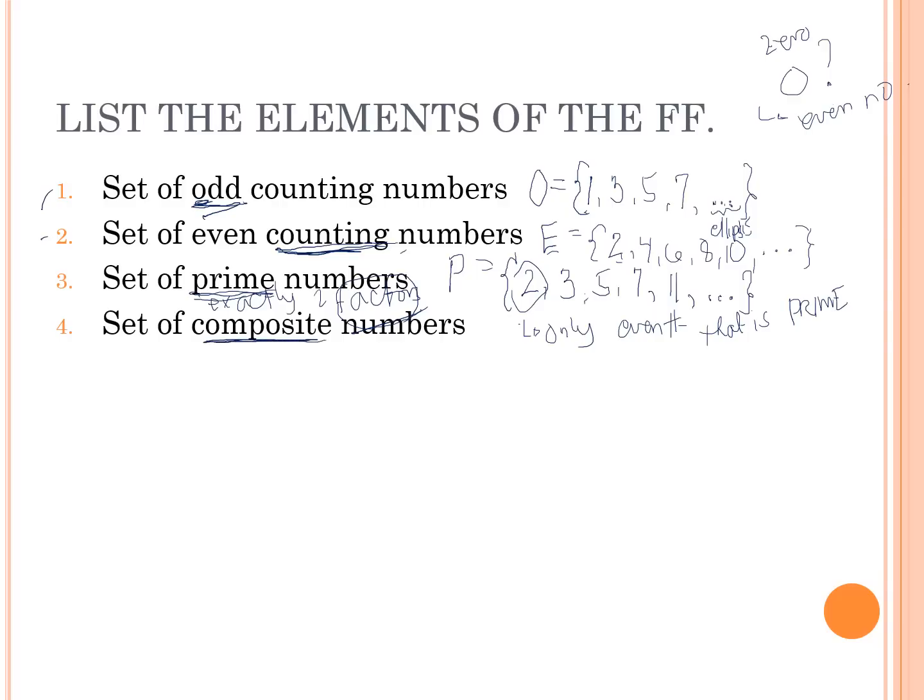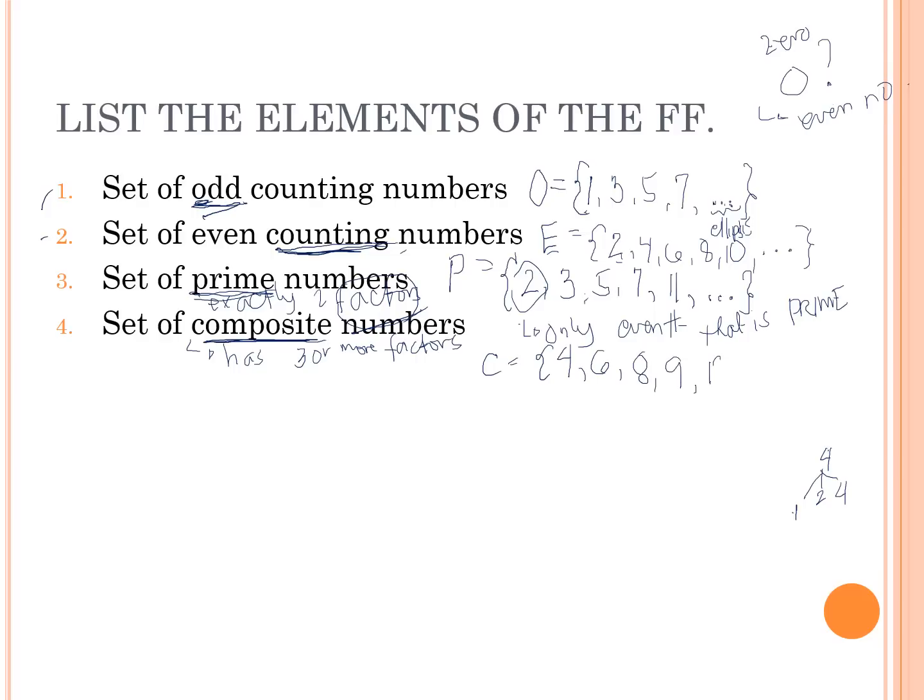So if a prime number has exactly 2 factors, a composite number has 3 or more factors. It means that this number can be exactly divided by 3 or more numbers. The lowest composite number or counting number that we can write is 4. Why? Because 4 has 3 factors, namely 1, 2, and 4, right? Because 4 divided by 1 is 4, 4 divided by 2 is 2, and 4 divided by 4 is 1. So those are the factors of 4, followed by 6, then we have 8, we have 9.